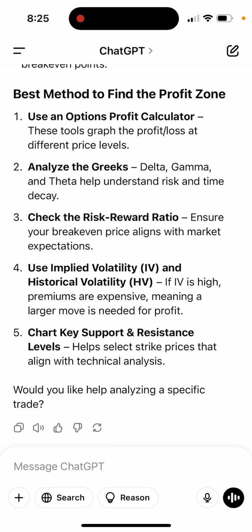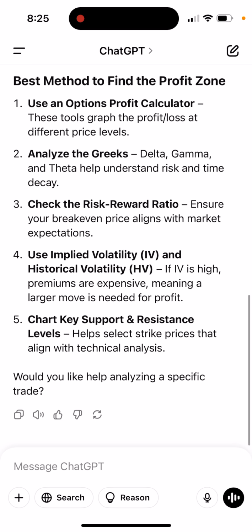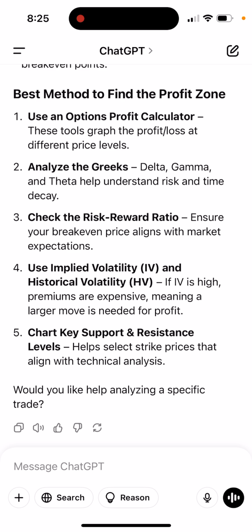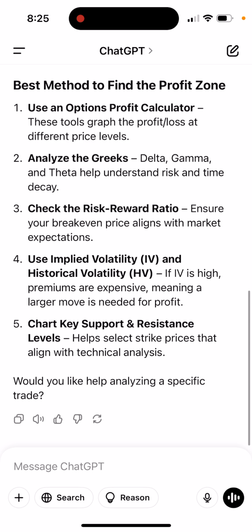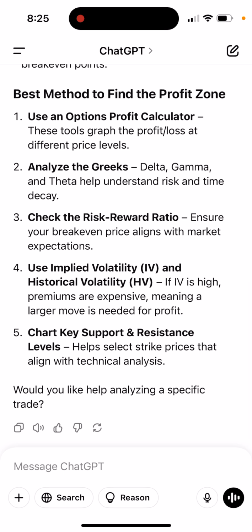The best method to find a profit zone: use an options profit calculator. These tools graph the profit and loss at different price levels. Analyze the Greeks. Delta, gamma, and theta help understand the risk and time decay. Check the risk-reward ratio. Ensure your break-even price aligns with market expectations. Use implied volatility and historical volatility. If IV is high, premiums are expensive, meaning a larger move is needed for profit. Chart key support and resistance levels. They help select strike prices that align with technical analysis.